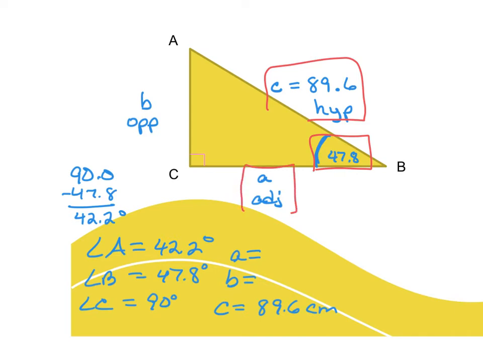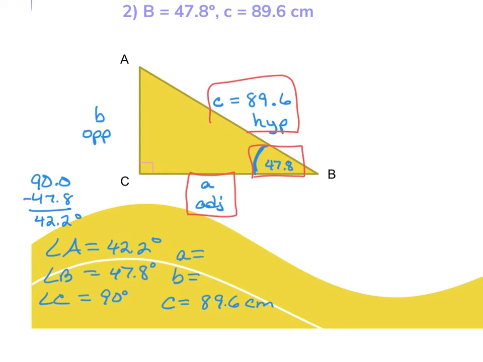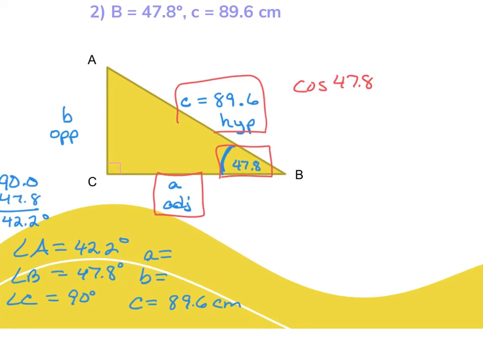Let's find A first. So out of the three things that I boxed, what is the trig ratio that uses adjacent and hypotenuse? And that's going to be cosine, adjacent over hypotenuse. So cosine of 47.8 is equal to adjacent over hypotenuse. Notice this time my variable's in the top, and it's easier to solve. This time I just multiply.